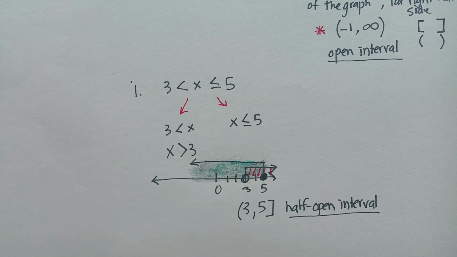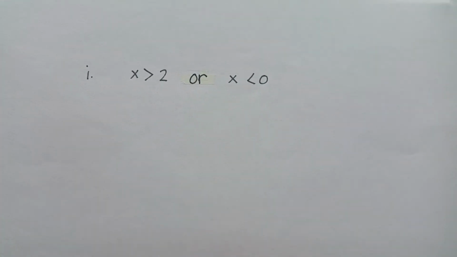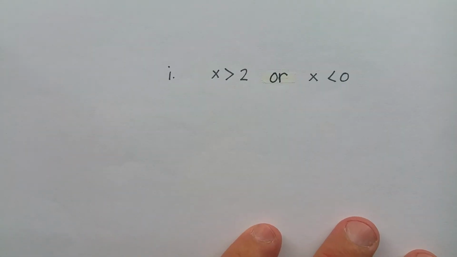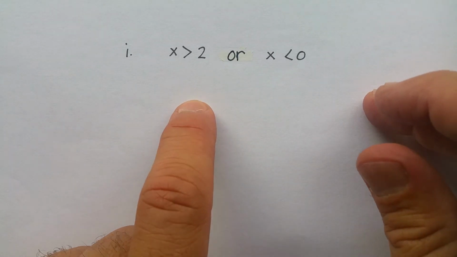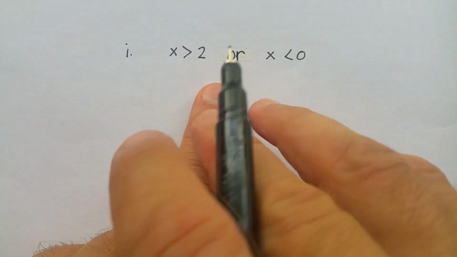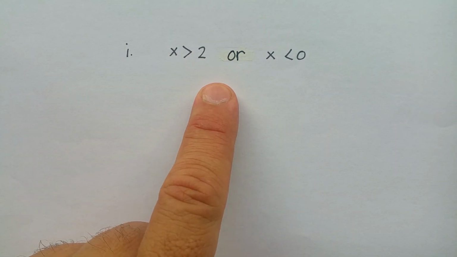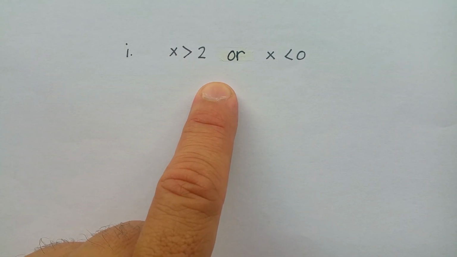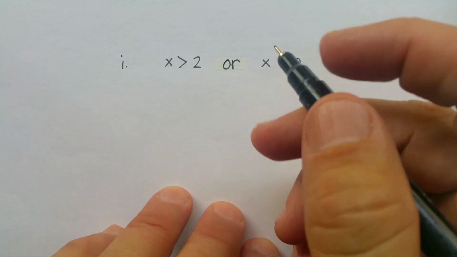All right, now let's just do one more example here. Okay, now in this problem, we have the word or. And I'm going to save the explanation for a different video. So let's go ahead and try this one.